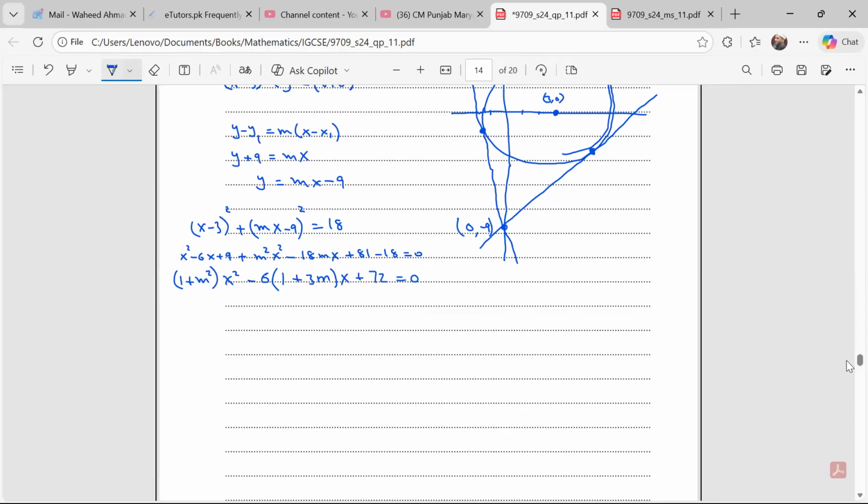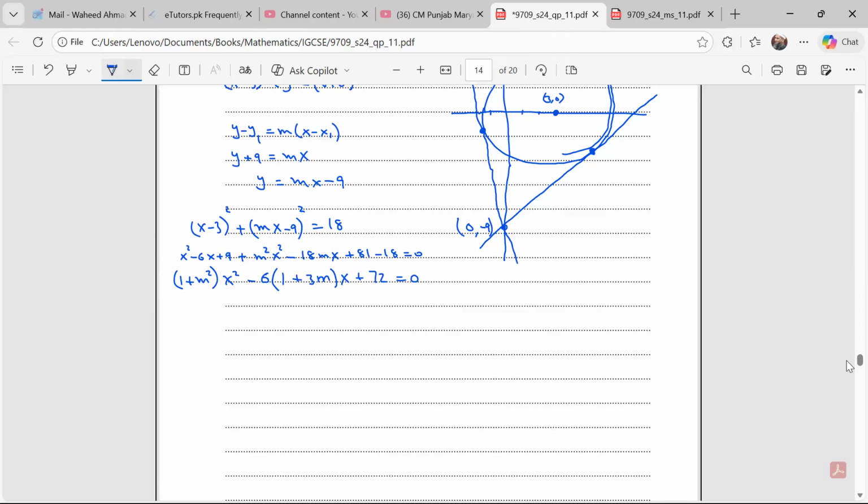You can see this is a quadratic equation in x, right? So for any given value of m, this is a quadratic equation, and it should have two solutions, right? Now, you know that a quadratic equation may have two solutions, it may have one solution, or it may have no real solution, right? So that is the case for different values of m.